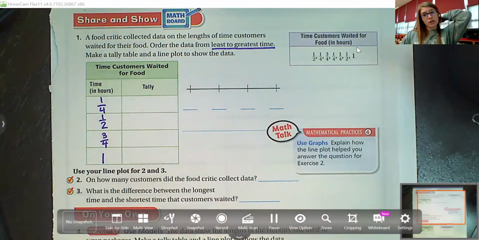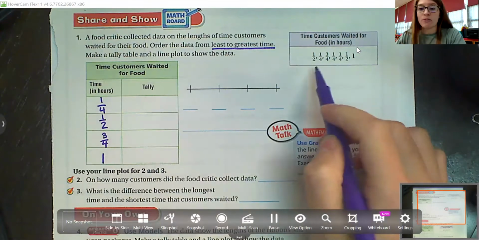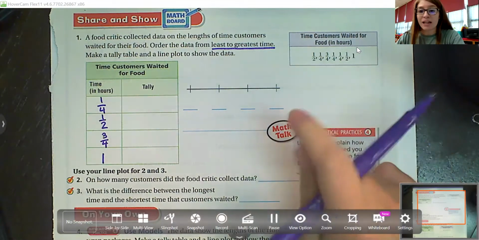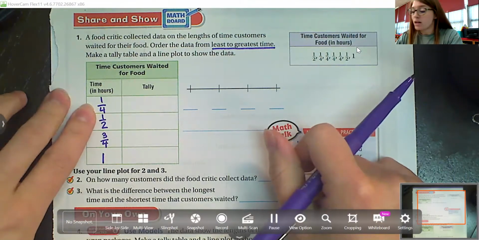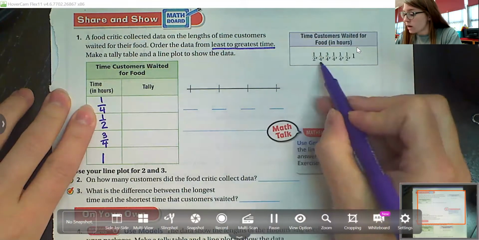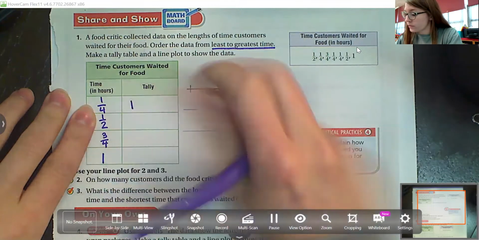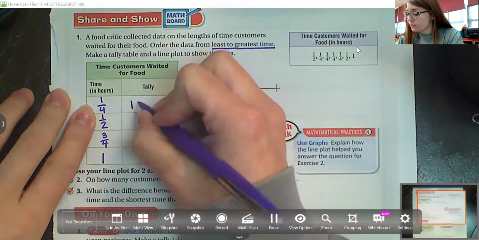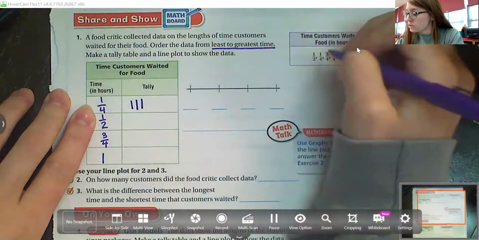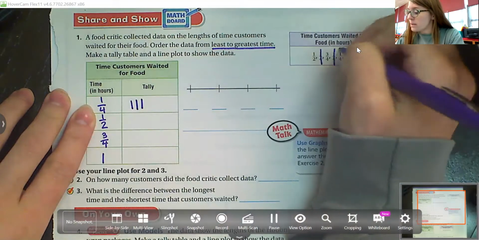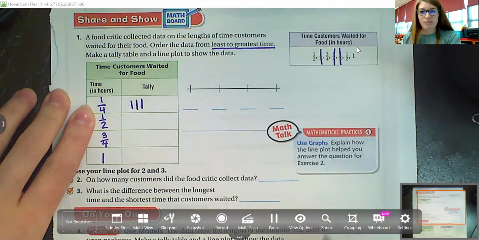Okay, now what we're going to do is we're going to look over here at the information that was given to us and put a tally mark for each time we see 1/4. So let's see here. I've got 1, 2, and 3. Okay, and what I'm going to do is I'm going to go ahead and cross those out because that way I don't get them mixed up with something else.